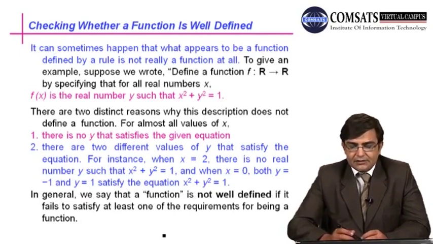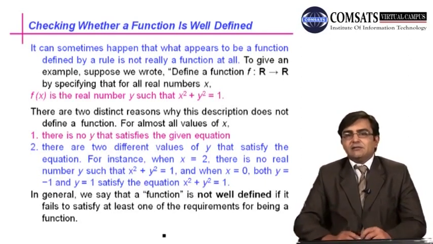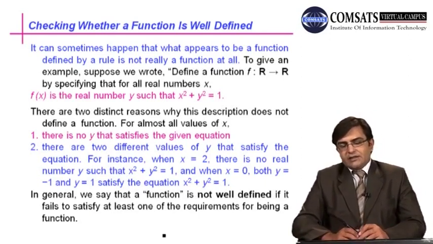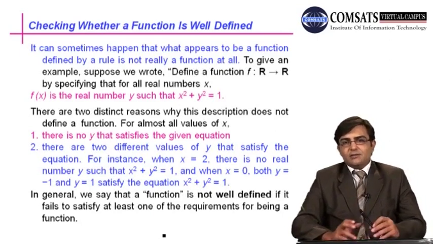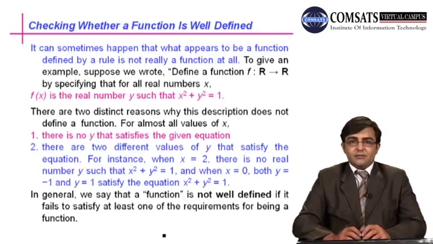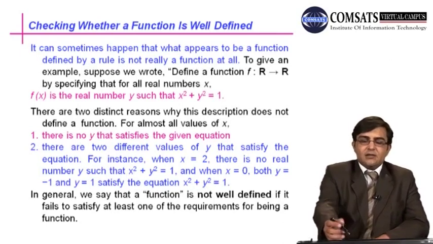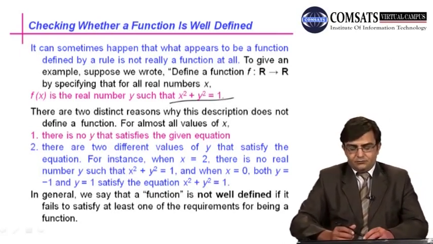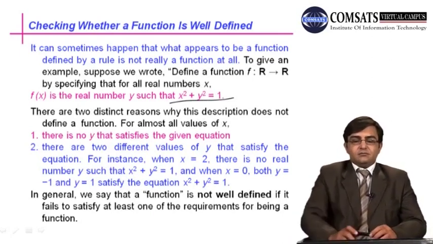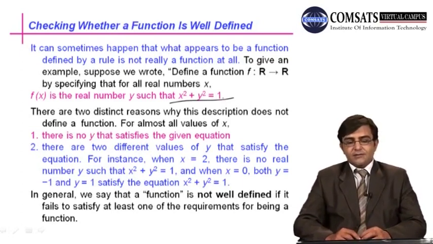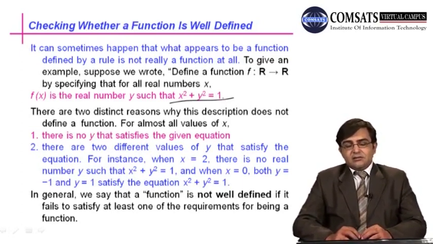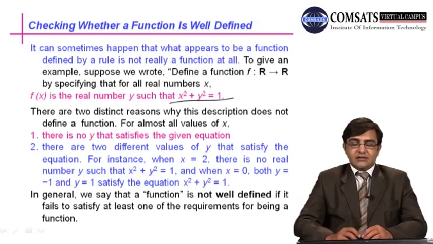Sometimes it happens that a function is not really well defined, and you think that it is a function, but actually it doesn't satisfy the 2 additional properties which we impose on the relation to be a function. For example, if f of x is a real number y such that x square plus y square is equal to 1. Now this is only a relation but not a function, because if we check the two properties which we impose on the function, this relation doesn't satisfy them.